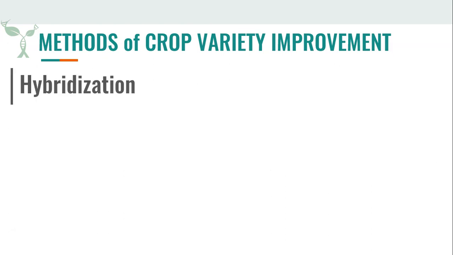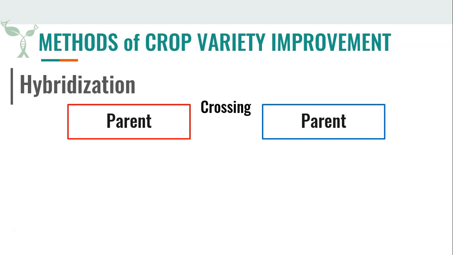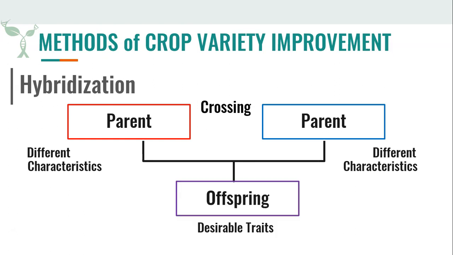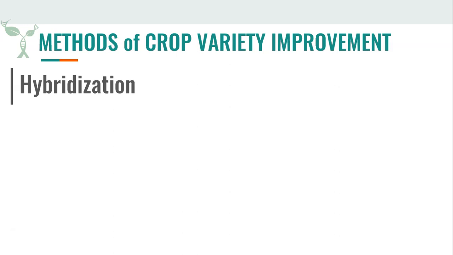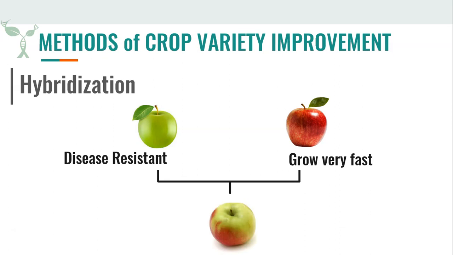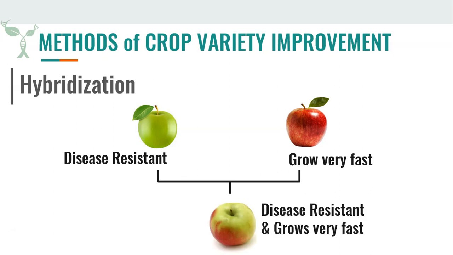Hybridization. Hybridization is basically the crossing of two different parent plants who have different characteristics to produce an offspring that has the desirable traits of both of the parent plants. So let us try to understand this with an example. Let's suppose we take two different types of apples. This is intraspecies hybridization. These two different types of apples have two different traits. One of them is disease resistant and the other one grows very fast. When we cross these, we can produce an offspring that is both disease resistant and grows very fast.